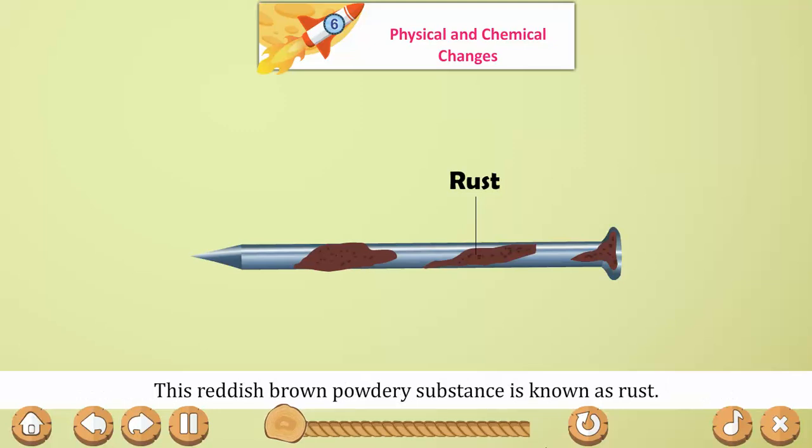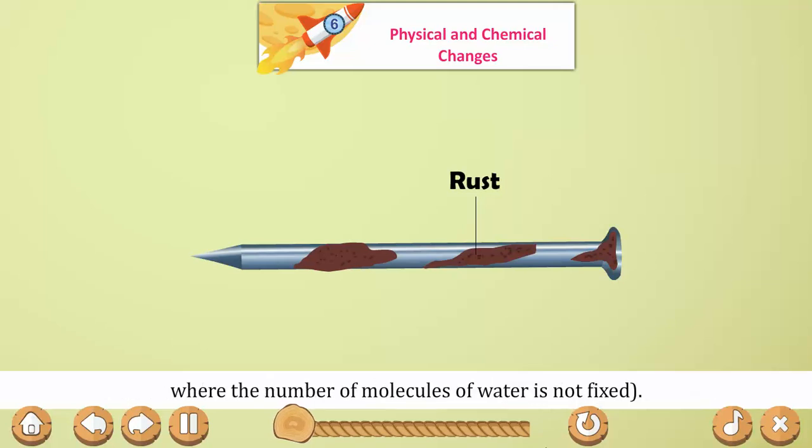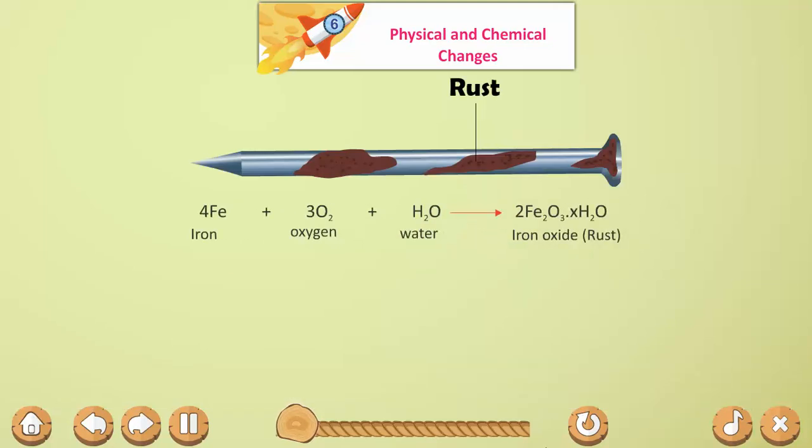This reddish brown powdery substance is known as rust. Rust is not iron, rather it is a hydrated form of iron oxide, Fe2O3 into H2O, where the number of molecules of water is not fixed. 4Fe plus 3O2 plus H2O is 2Fe2O3 into H2O. Iron, oxygen, water, iron oxide, rust.